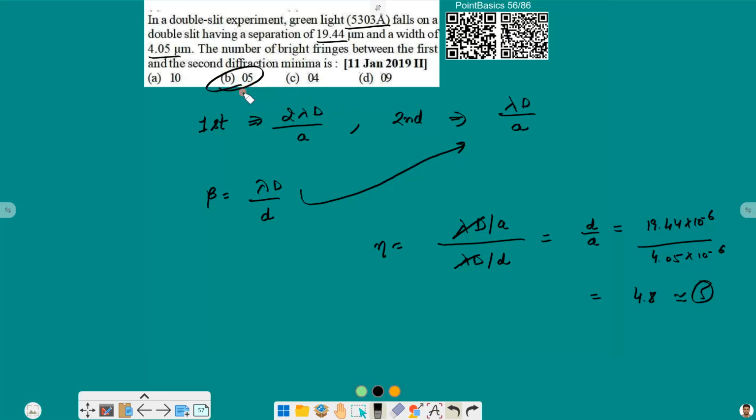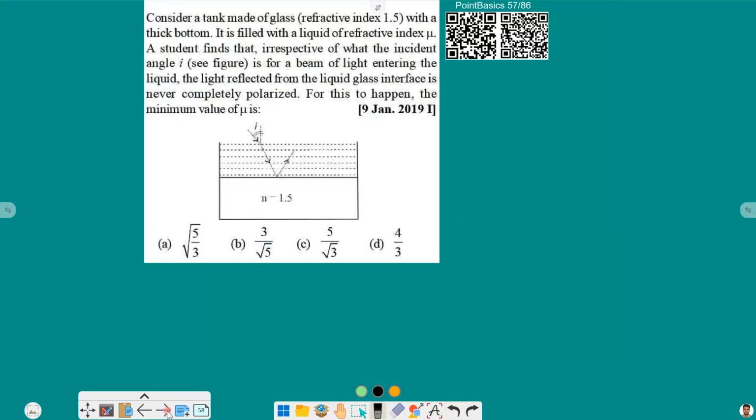Now let us move ahead. So here we have a tank made of glass of refractive index 1.5 with a thick bottom. It is filled with a liquid of refractive index mu. A student finds that irrespective of what is the incident angle i, see figure, for the beam of light entering the liquid, the light reflected from the liquid-glass interface is never completely polarized. For this to happen, the minimum value of mu is.